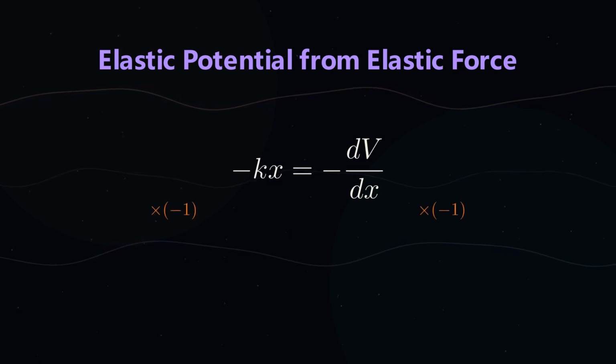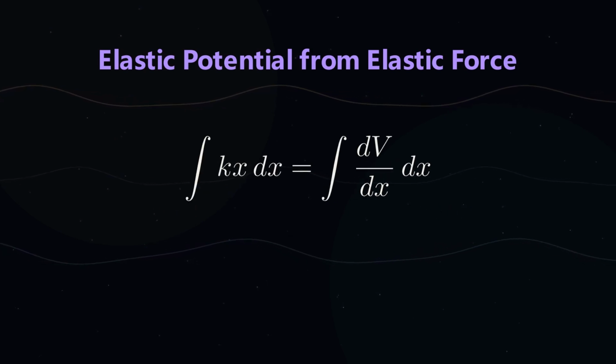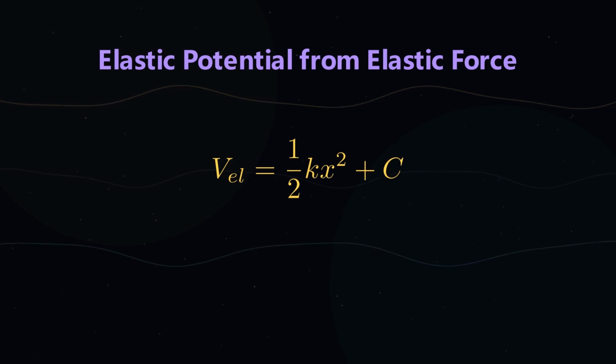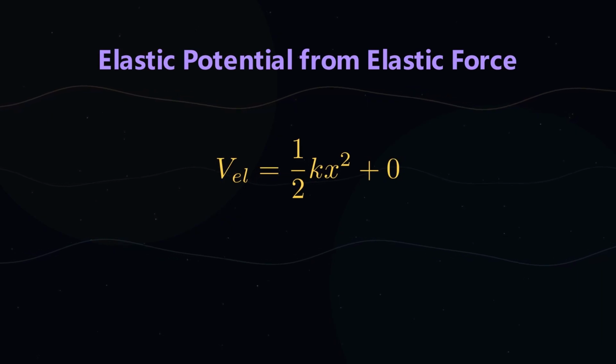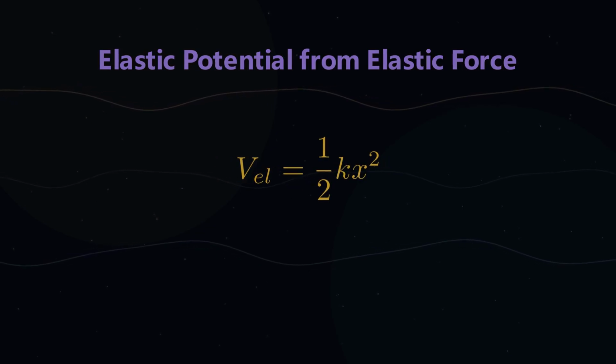If we multiply both sides by minus 1, we get kx equals dV/dx. Now we integrate both sides with respect to x. The integral of kx is 1/2 kx squared. So we obtain V equals 1/2 kx squared plus a constant. And if we choose the equilibrium position as the zero of potential energy, that constant becomes 0. So we recover the elastic potential energy, V equals 1/2 kx squared.